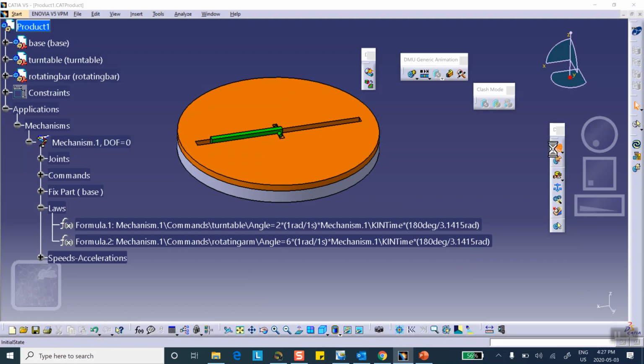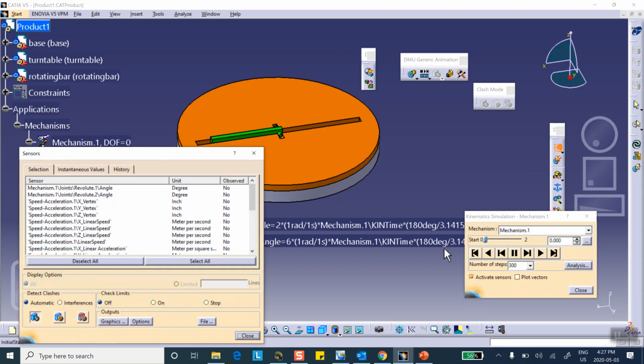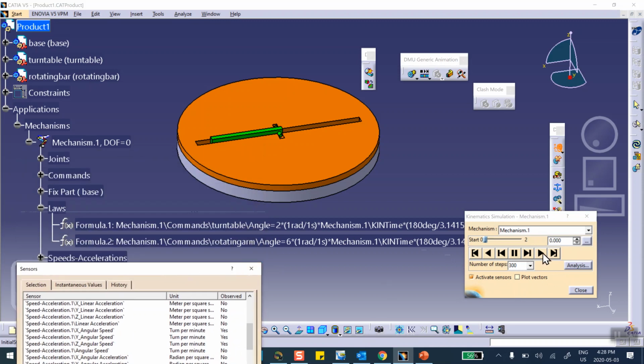What did I do? Let me try it again. Oh, I think I pressed that by mistake. So let's see, activate sensor. These I checked already. Okay, so very good. And let's play it. There we are. This is a little bit faster. But be careful, if you make it too fast, then there may be some jagged behavior as you plot the curve.